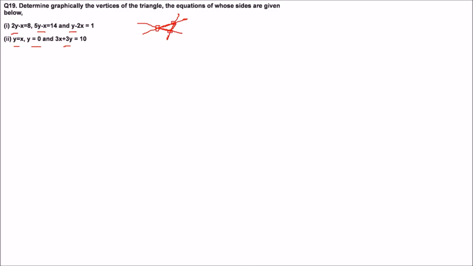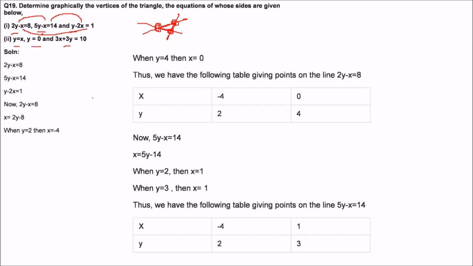When these two lines intersect, we get one vertex. When these two lines intersect, we get another vertex. When these two lines intersect, we get the third vertex. This is how we are going to solve this. So we are going to make three lines, and you know by now how to make lines.